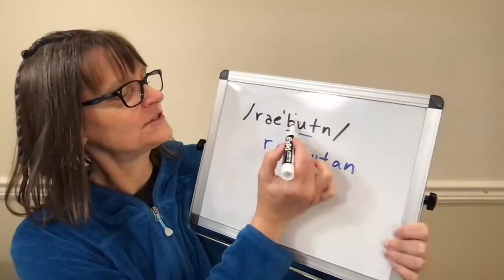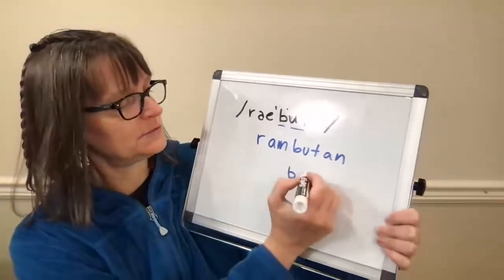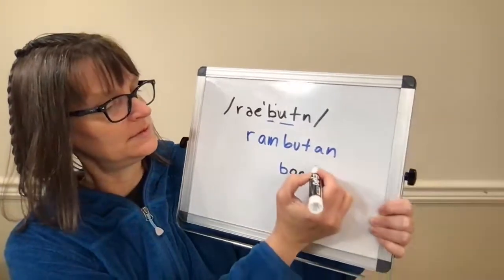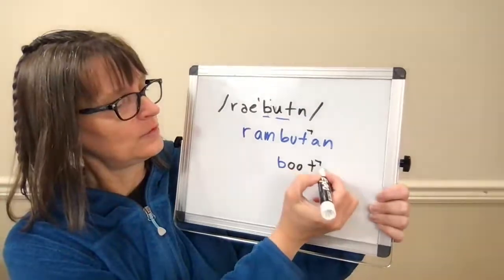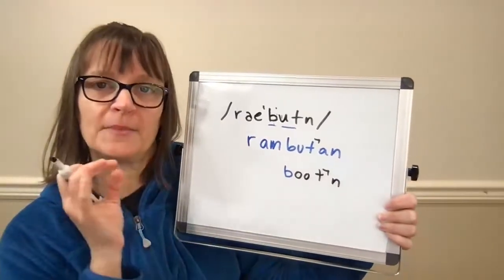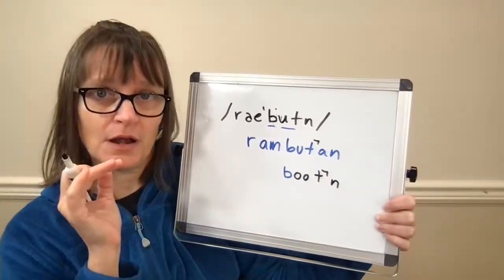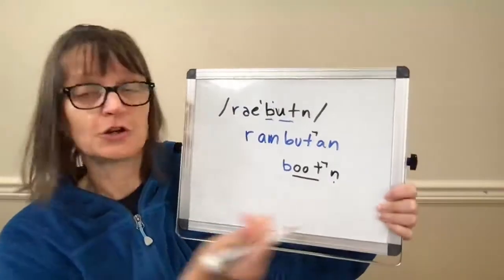With the stressed syllable, it made me want to say a U, but it's actually a boo, an oo sound. So let's write it that way. Rambutan. I'm going to use a stopped T here and go right into my syllabic N. So I'm going to go up to make the T, boot, and then just release into the N sound. Again, I can start with that stressed syllable.